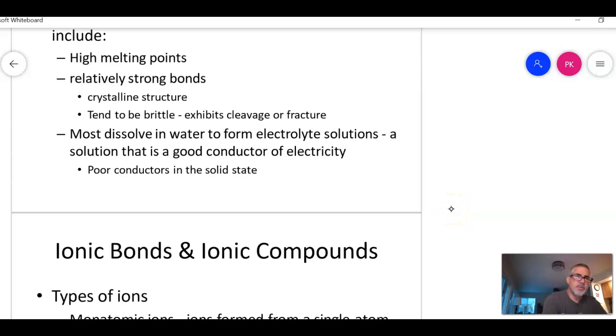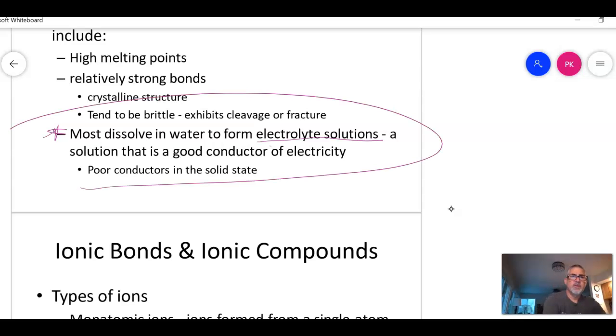So here's the important thing: most dissolve to form an electrolyte solution. We're going to talk about electrolyte solutions a lot later. That's a solution that's a good conductor of electricity, so make sure you know that. If I had a block of salt, it wouldn't conduct electricity, but if I dropped it in water, it would do a really great job.